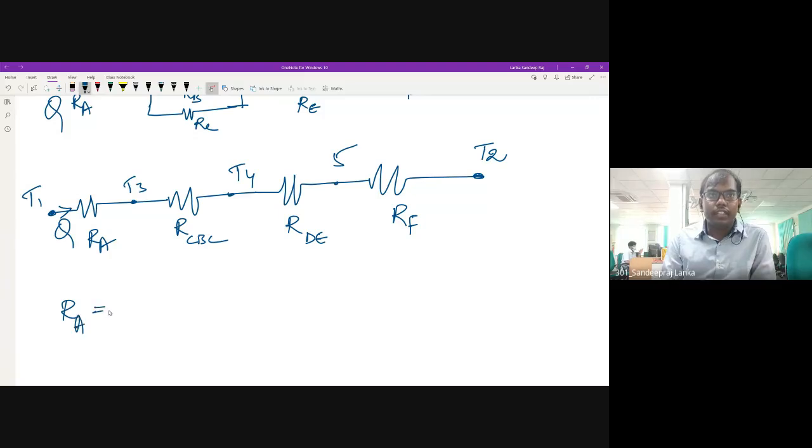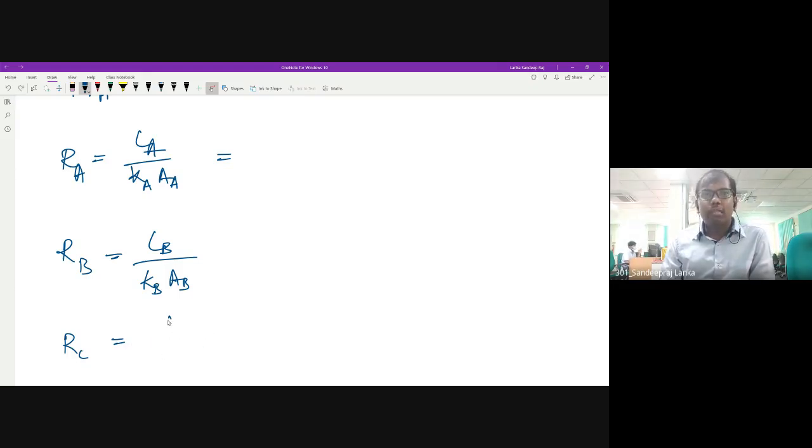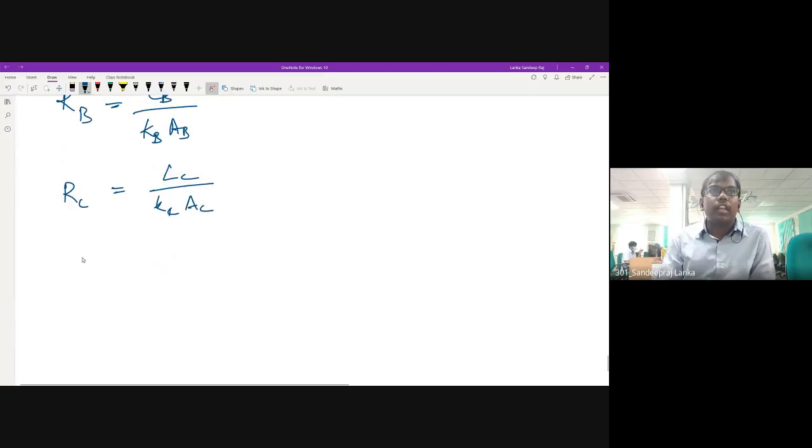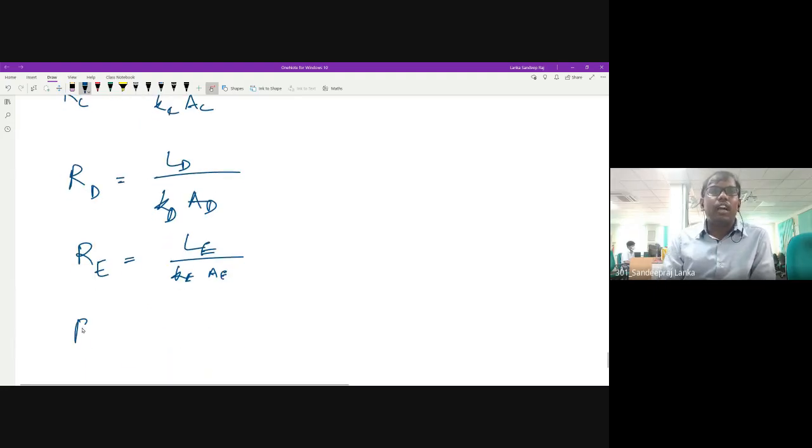Then you have to find out RA, which is LA by KA into AA. So you do it for yourself. I'm not going to solve it fully here. RC is LC by KC into AC, and RD is LD by KD into AD, and RE is LE by KE into AE. Likewise, you can write for F also. RF is equal to LF by KF into AF.